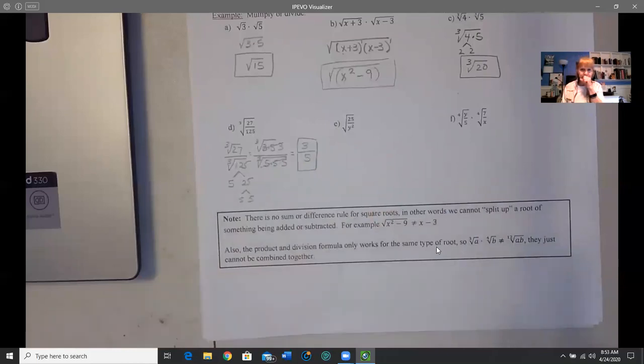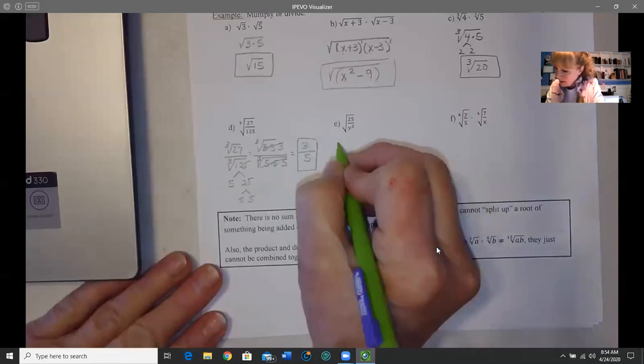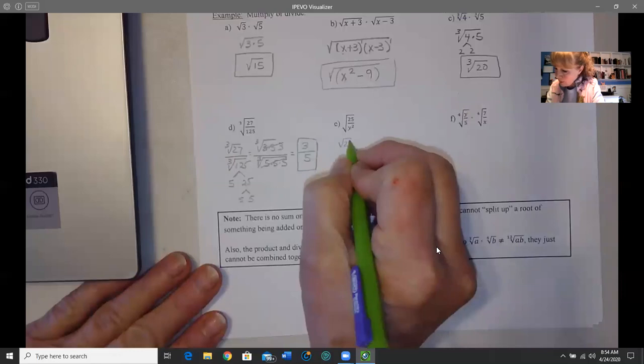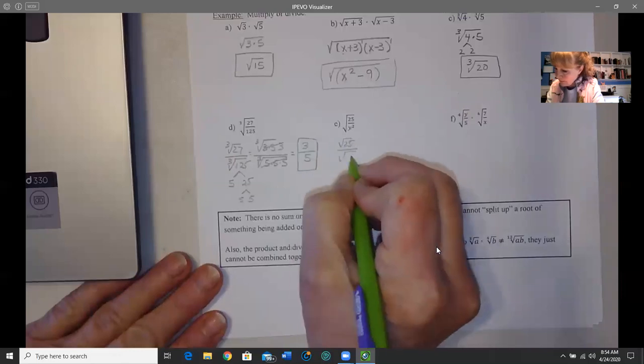Okay. Let's look at the next one. E, division. First off, can I reduce 25 over y squared? Can that be reduced? And it cannot. So what we're going to do is separate them into 2. We're going to take the square root of 25 over the square root of y squared.